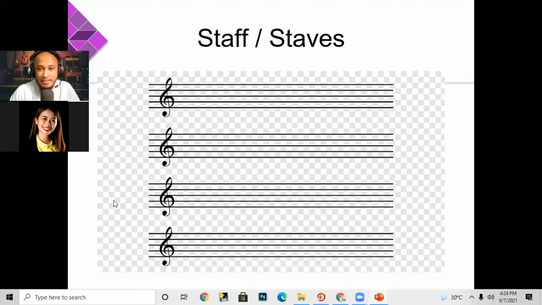As you can see, the staff: first line, second line, third line, fourth line, fifth line. So we have 5 lines, 1, 2, 3, 4, 5. Then in between those lines, there are spaces. So we have 1, 2, 3, 4 spaces. So again, 5 lines and 4 equal spaces is known as the staff.